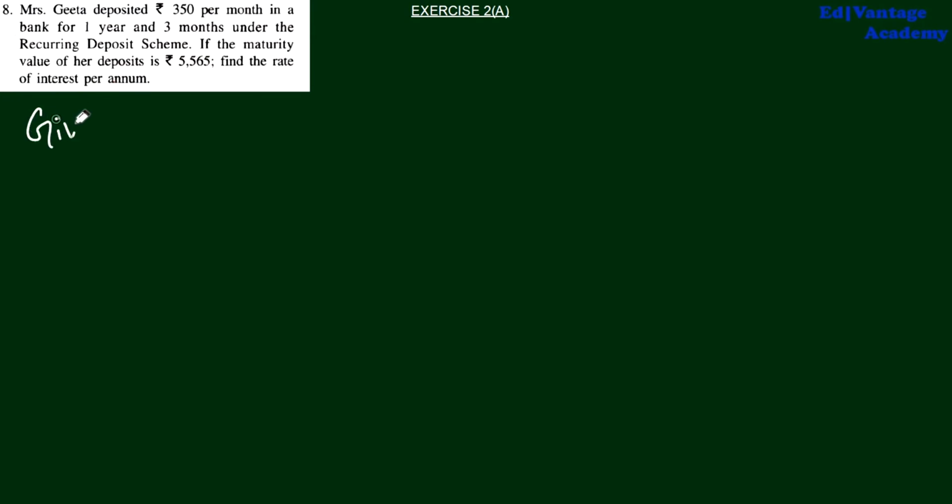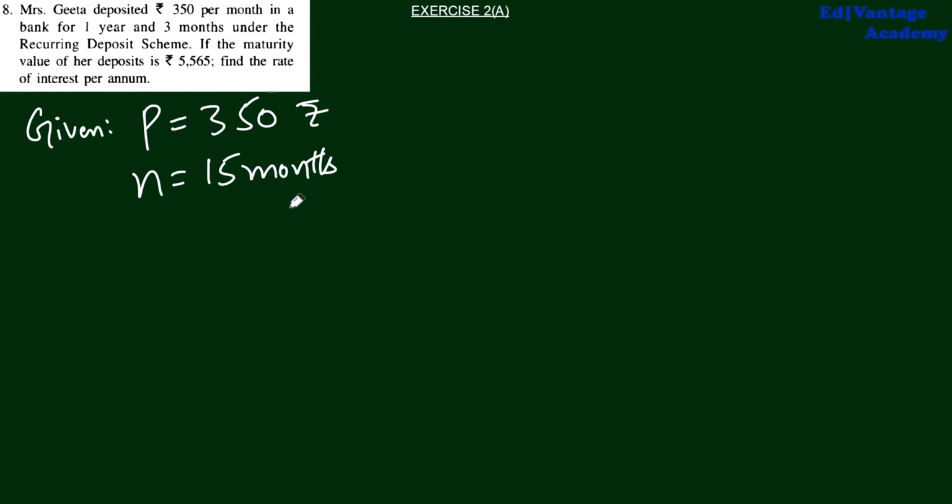Deposit is given here: 350 rupees in a bank for 1 year 3 months. What does that mean? 1 year is 12 months, and when you add 3 months, the time period becomes 15 months under RDA. The maturity value, MV, is given as 5565 rupees.